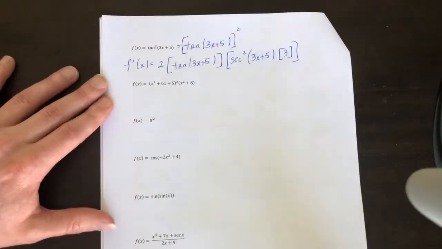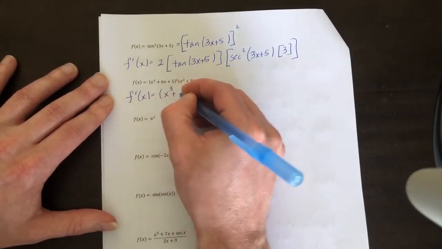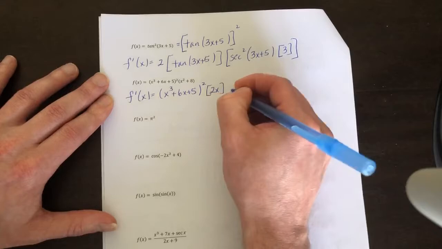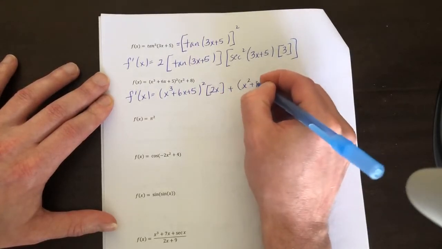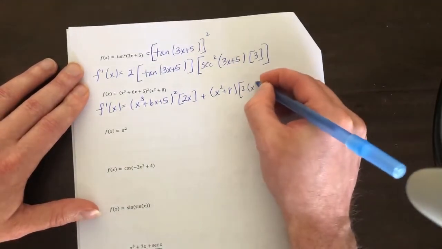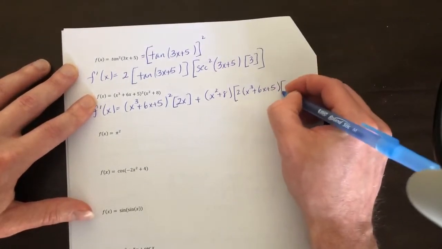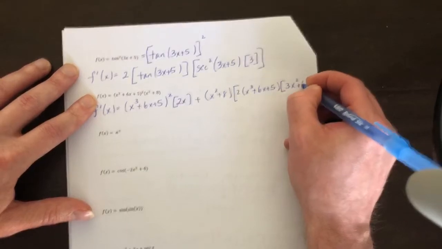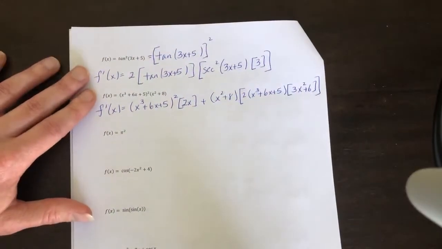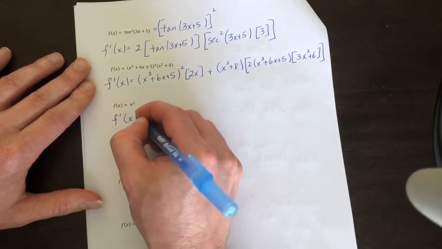Next question, we're going to have a product rule. So we're going to write the first term, derivative of the second term, plus write the second term, derivative of the first term. Okay, and that's it. Remember, pi squared is just a number, so the derivative of a number is 0.